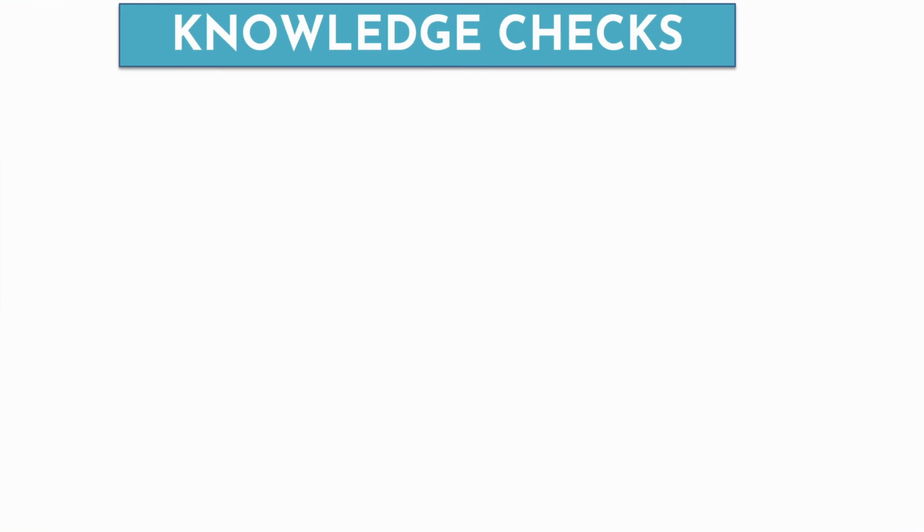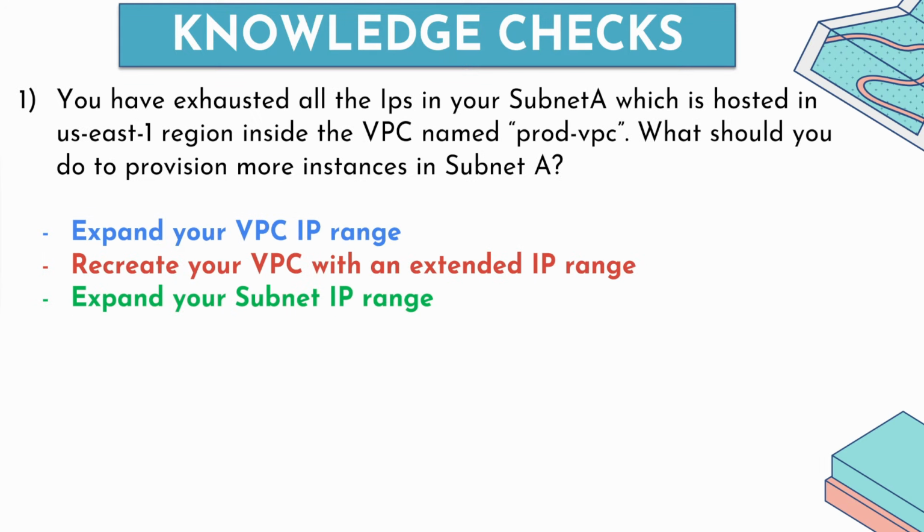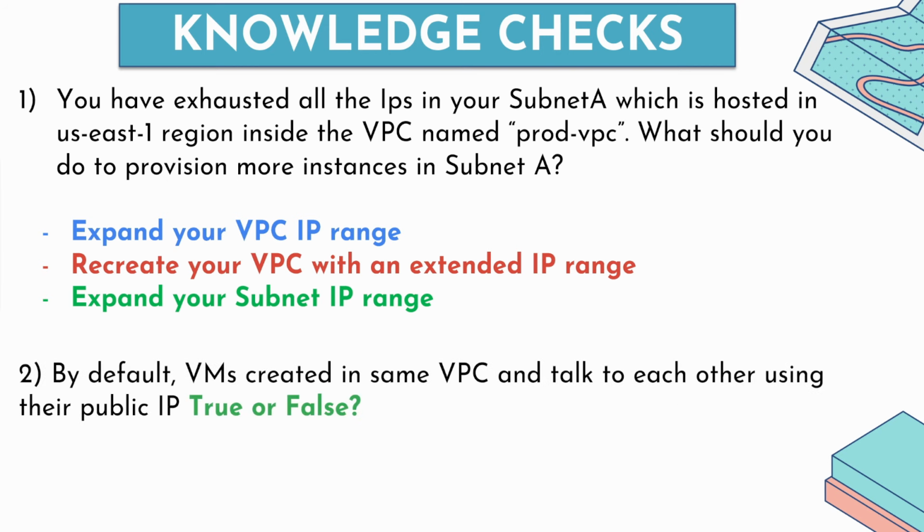All right, time for a quick knowledge check of what we have learned so far. First question: let's suppose you have exhausted all the IPs in your subnet A, which is hosted inside the US East 1 region, inside the VPC named prod VPC. What should you do to provision more instances in subnet A? Your options are: expand your VPC IP range, recreate your VPC with an extended IP range, or expand your subnet IP range. The next is, by default, VMs created in the same VPC can talk to each other using their public IP. Is that statement true or false?